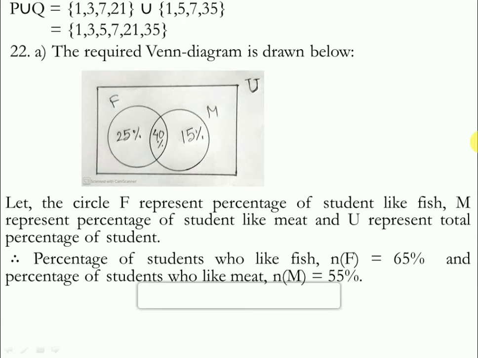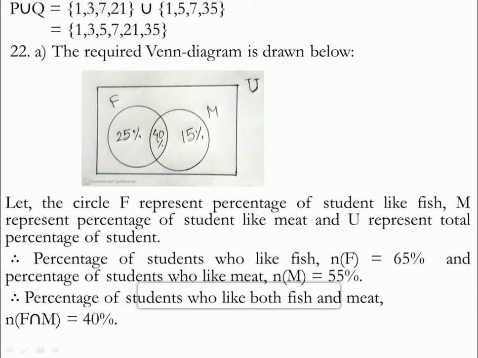Percentage of students who like fish, n(F), equal to 65%, and percentage of students who like meat, n(M), equal to 55%. This is called the total number in the circle. So n represents what number or percentage is in the total circle of F, that is 65%, and n(M) means how much in the total M circle, that is 55%. And we also know that both dishes were liked by 40% of students, that is n(F ∩ M) is 40%. So that completes the description of the Venn diagram.